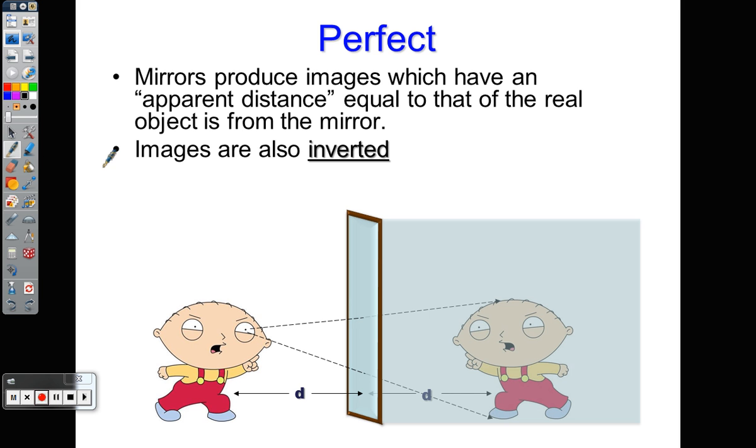Because if we look at this, look at how the light is traveling. The light from the top of his head hits here, bounces off the mirror, and goes to his eyeball, right? Same with his foot, bouncing off the mirror, going to his eyeball. So the mirror only has to be that big.